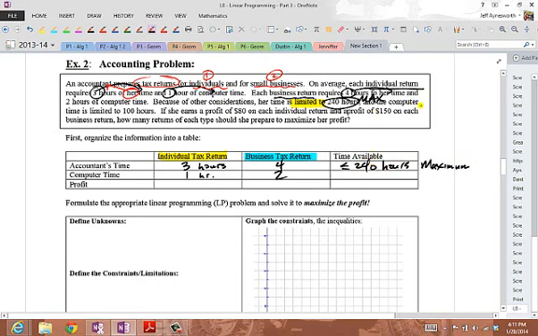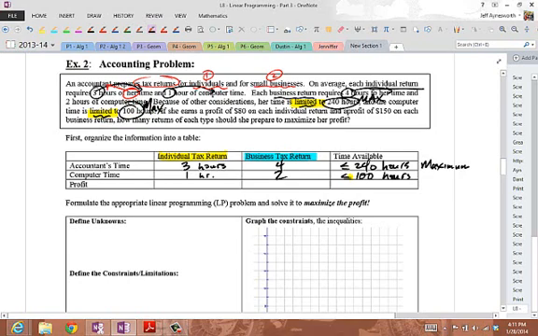And the computer time is limited to 100 hours. Again, notice the key word right here, limited. So I already know that whatever we do here, the computer time for individuals plus the time for business tax returns has to be less than or equal to 100 hours, because of the keyword limited. We're talking about maximums: either that number or less. That's why we see the inequalities.